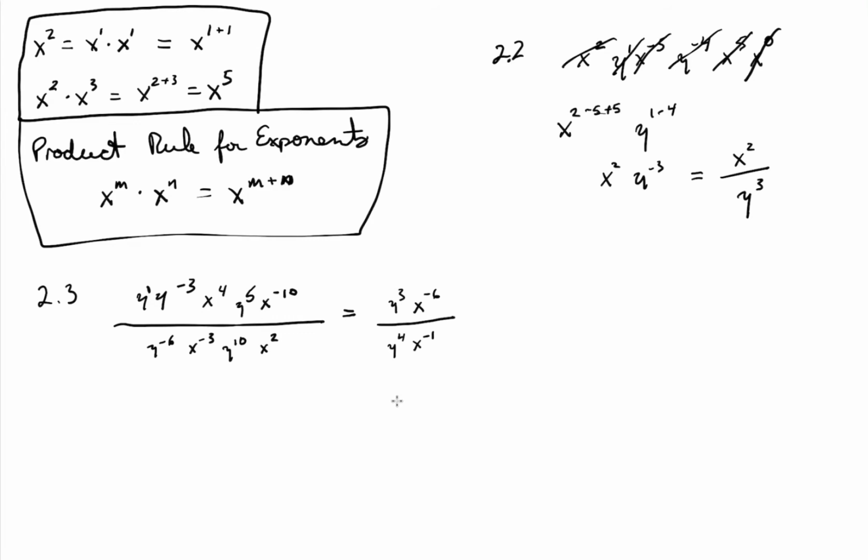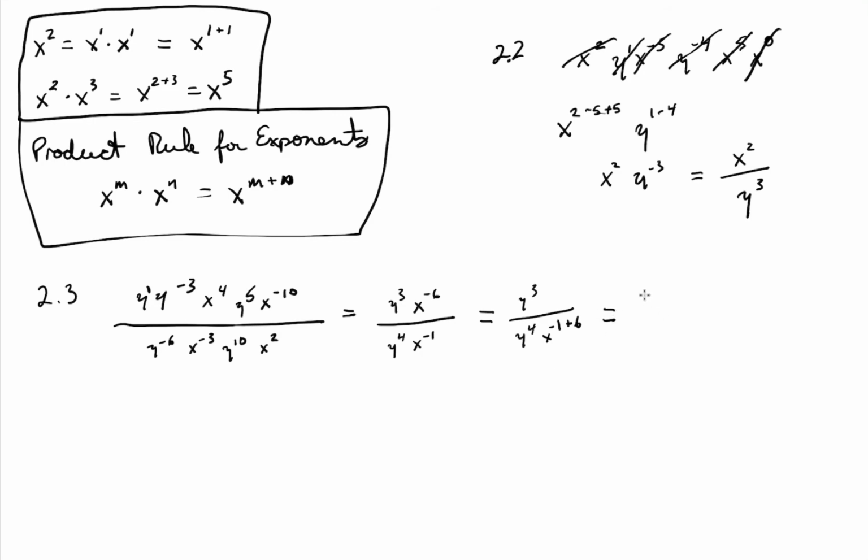All right, so all we have to do for this is just to flip our negatives from one side to the other. So when we flip the x here down, we have y to the 3 over y to the 4, x to the negative 1, positive 6.